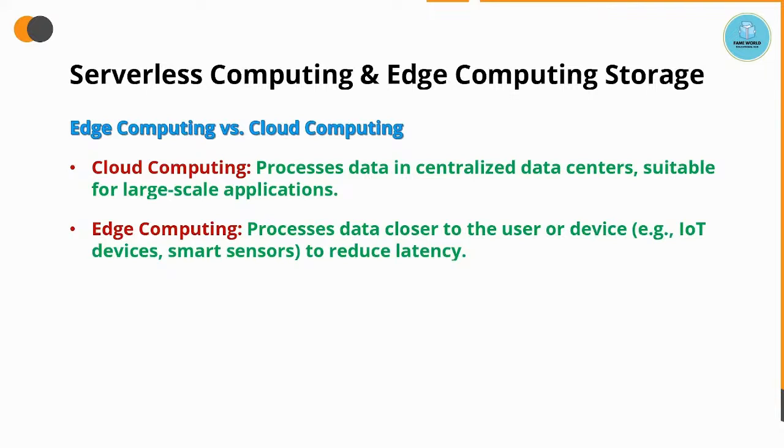In edge computing, the technology processes the data close to the user or the device, and it's useful for situations that require real-time data processing and analysis. Cloud computing processes data in centralized data centers, suitable for large scale applications. Whereas edge computing processes data closer to the user or device, for example IoT devices and smart sensors, to reduce latency.